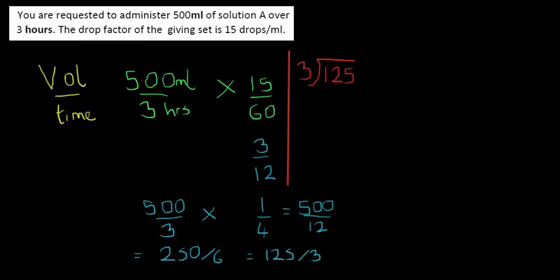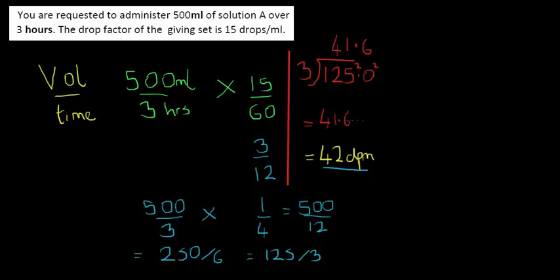3 into 1 doesn't go, 3 into 12 is exactly 4, 3 into 5 is 1 remainder 2. I have a remainder by itself, so I go decimal, top and bottom, and add a 0 on. 3 into 20, that goes 6 remainder 2, and we can see that our answer that is emerging is going to be 41.6 recurring. So again, when we round that to the nearest whole number, it's going to be 42 drops per minute. And again, I've used DPM as an abbreviation.